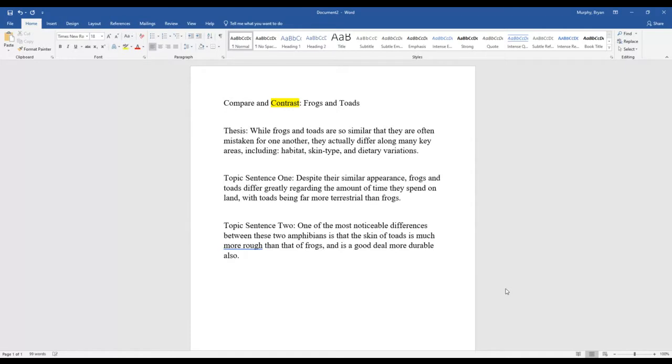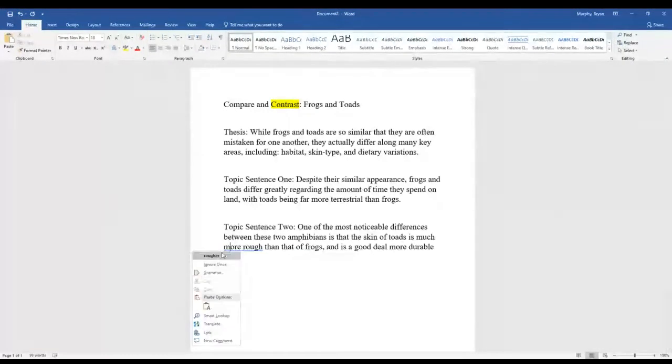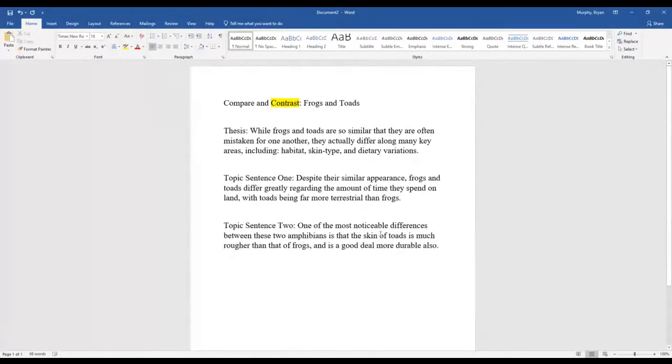Okay, final topic sentence. It says rougher. Yeah, that's good. Skin of toads is much rougher than that of frogs. Good, we'll take that. Okay. Topic sentence 3. Sometimes it's good to trust the computer. But sometimes they give you good advice, and then sometimes they just mess you up.